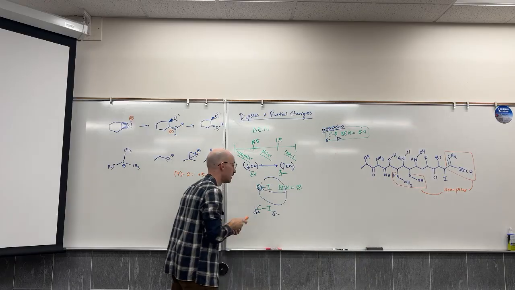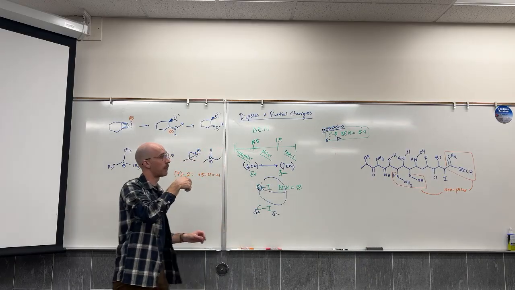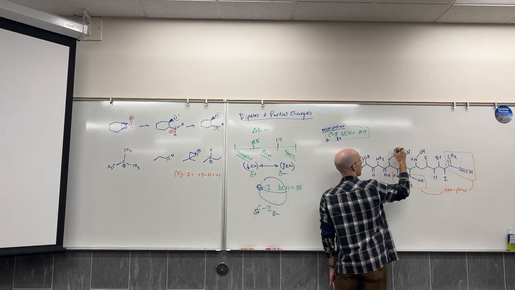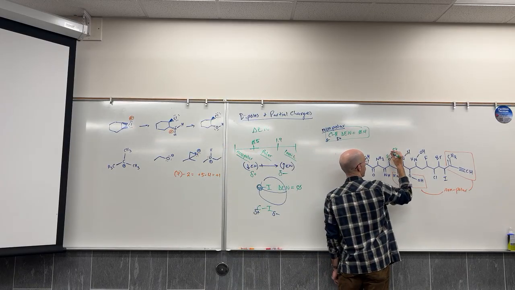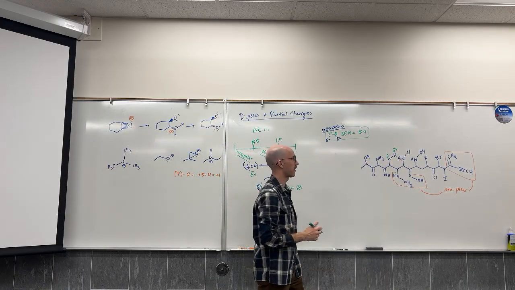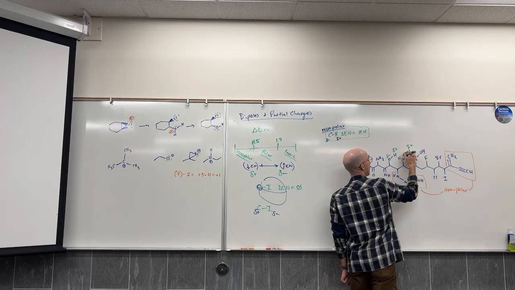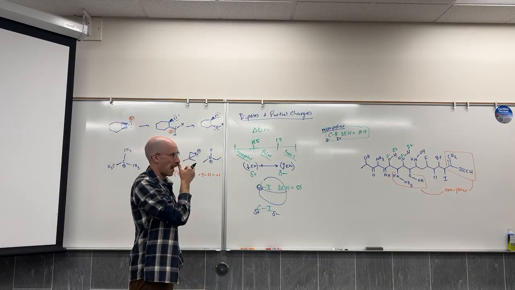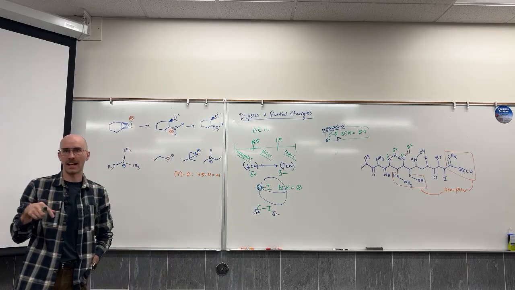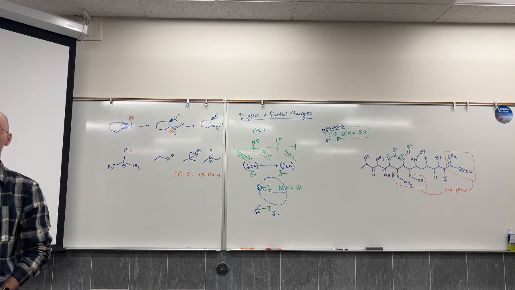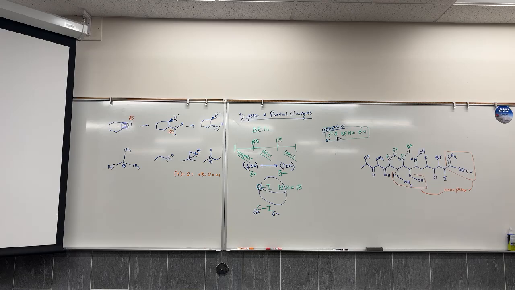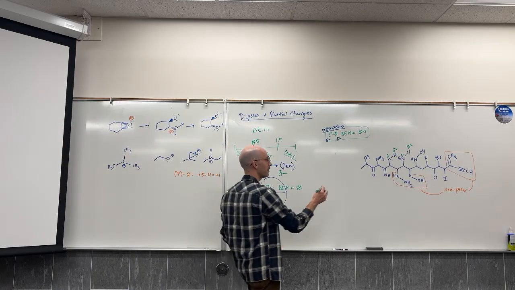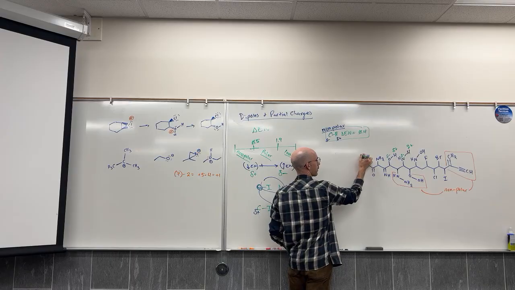Now, where I have a bond to H, H will be the partial positive. So here, O to H, partial negative on O, partial positive on H. N to H, those are my only ones. And then where I have a bond to carbon and a heteroatom, partial positive goes on the carbon every time. C to O single bond, partial positive on the carbon.